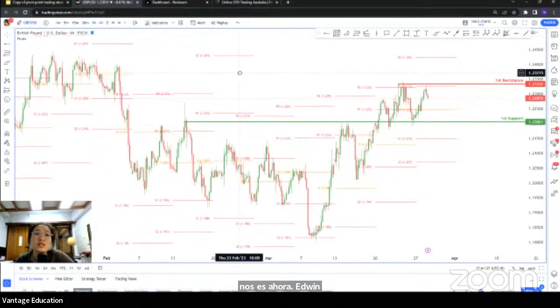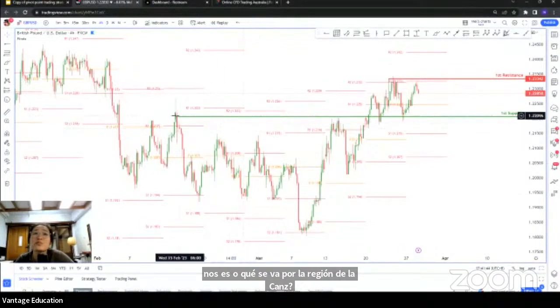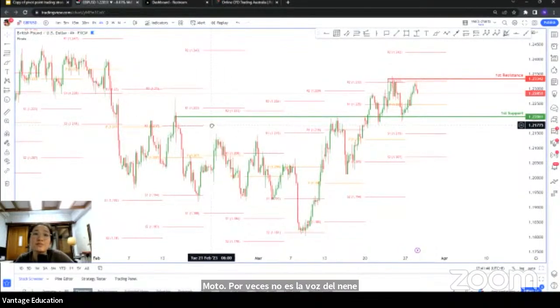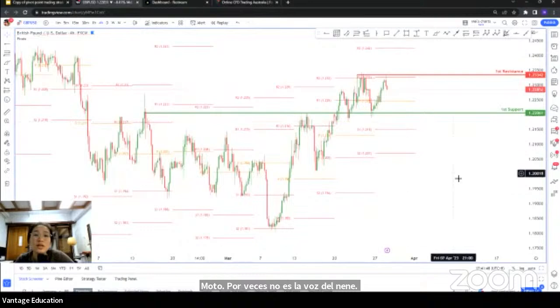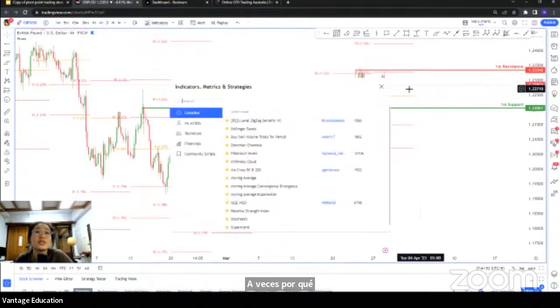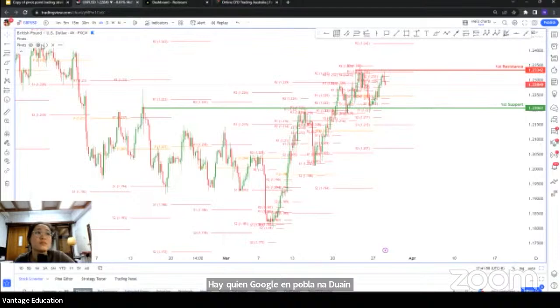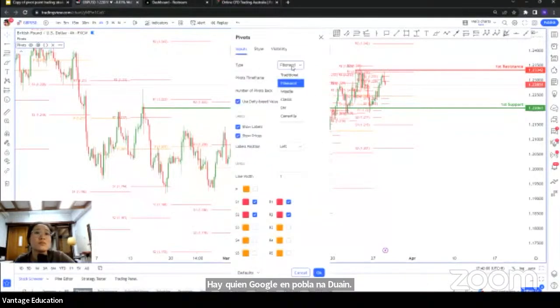Okay. So if I pull it back here, then I can see that there are multiple resistance levels that line up with this support level here. So now that I have one pivot strategy, I can go ahead and pull out another one. Okay, let's go with Fibonacci.